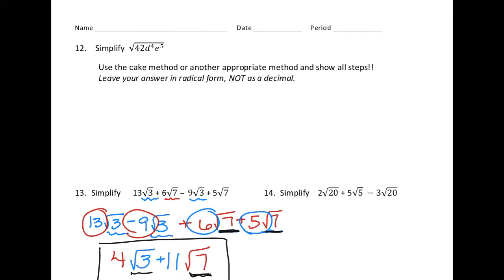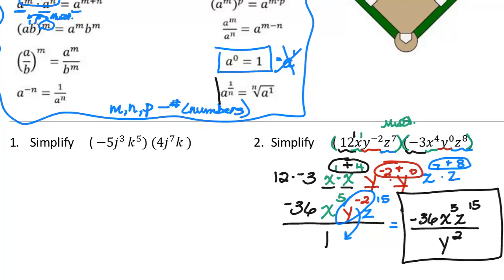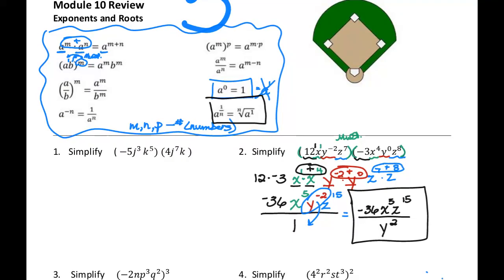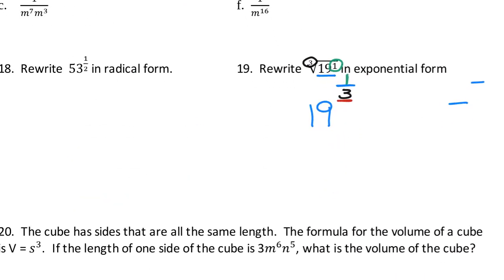And if you look at this rule right here, a to the 1 over n power is equal to the nth root of a to the first. That's where we get that from. Okay? What other questions? I definitely want to go over 20, and I definitely want to go over 17.